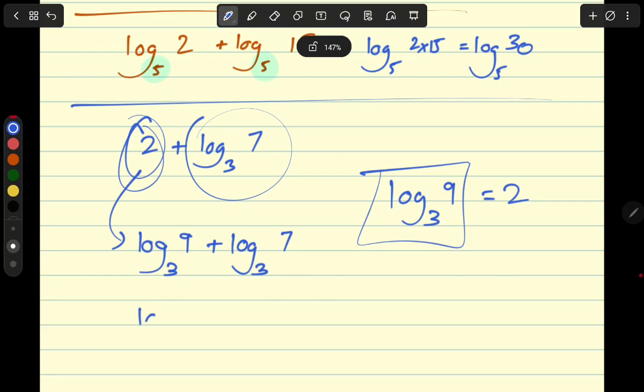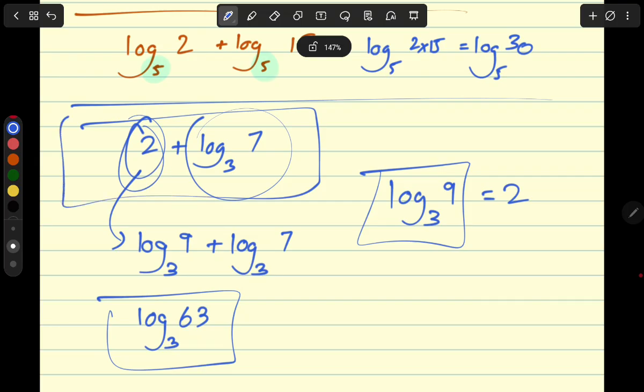Now this becomes log 63 to the base 3, and you can put this in your calculator as well, and you will realize that you are getting the same answer. But without making this conversion, you cannot algebraically or numerically add these to each other. Yes, you can put the values in your calculator and get the result, but you cannot do it without it. So this is the sort of thinking that separates A grades from A star grades.